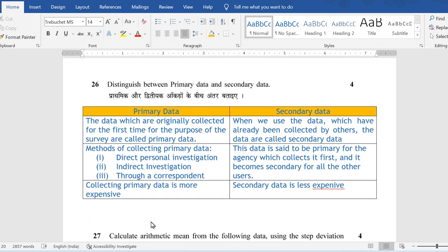Question number 26. Distinguish between primary data and secondary data. The data that is originally collected for the very first time for the purpose of a survey is called primary data, whereas when we use data which has already been collected by others, that is called secondary data. The methods of collecting primary data are direct personal investigation and indirect investigation through a correspondent. There are many more methods of collecting primary data. When this data, which is the primary data, is used, then it becomes secondary for all the other users. Collecting primary data is expensive, whereas secondary data is not so expensive.